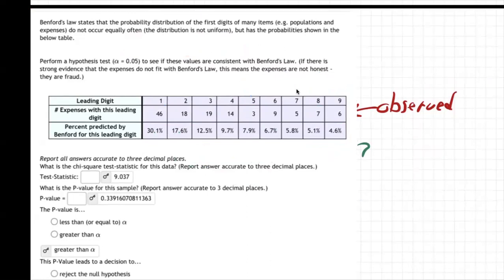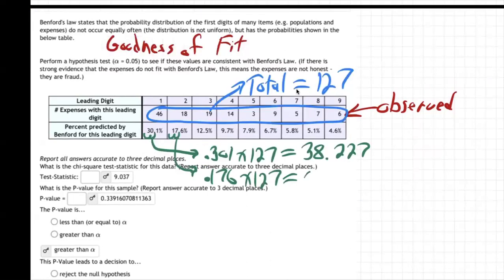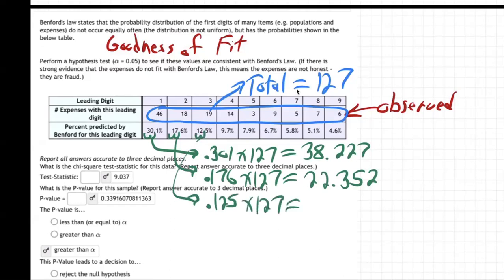I already did this, so I'll just give you the results from my calculator. So 0.125, again, the decimal goes back 1, 2, times 127. And that comes out 15.875. It's a little tedious. That was that one.